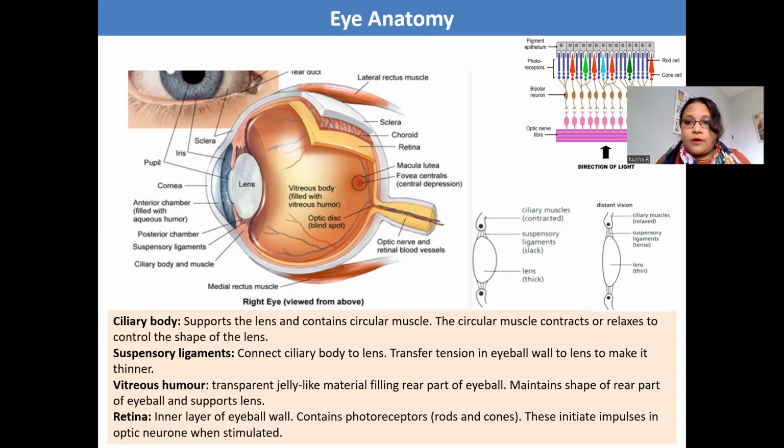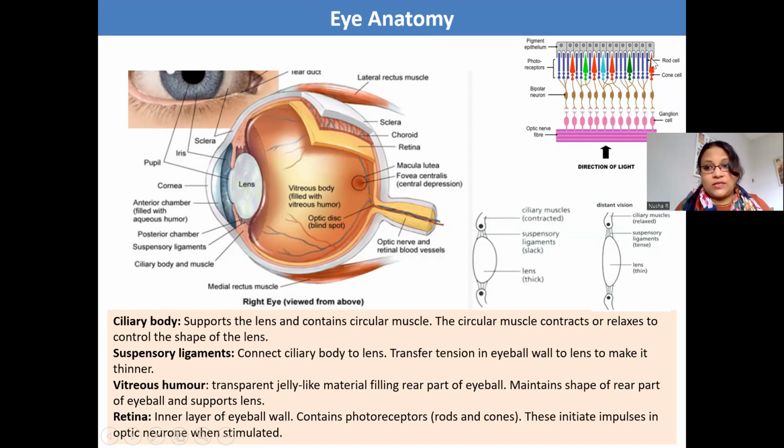Okay, now let's look at the retina. So you can see the wall of the eyeball. It's like 3 main layers. So the inner layer of the retina contains the light-sensitive photoreceptor cells, which are here, the rods and the cones. So these rods and the cones are the ones that initiate impulses in associated neurons when they are stimulated by light.